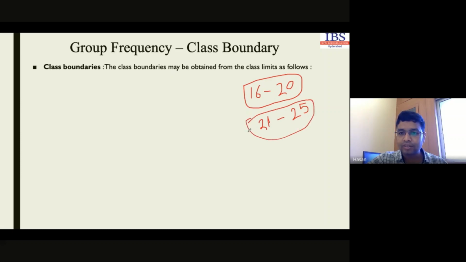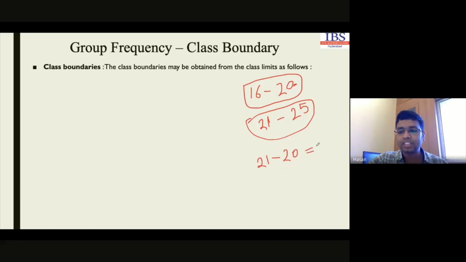To decide the boundary, we have to check the distance between the classes. How do we calculate the distance? The distance is the upper class limit of a particular group, which is 20, minus the lower class limit of the next group. We can define it another way: the lower class limit of a particular group minus the upper class limit of the preceding group. This 21 is the lower class limit for this class, and 20 is the upper class limit for the preceding class. So the difference is 1 unit.